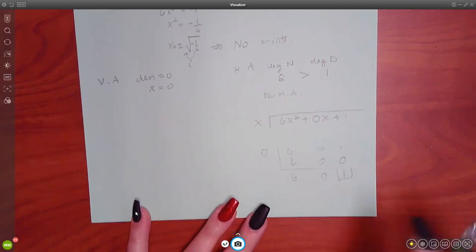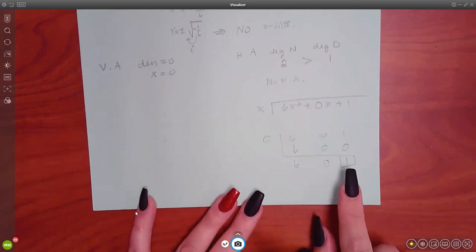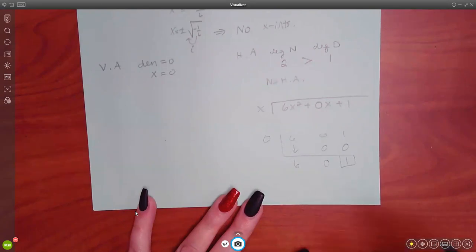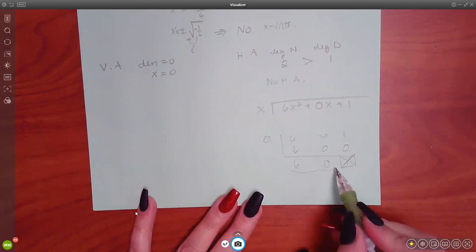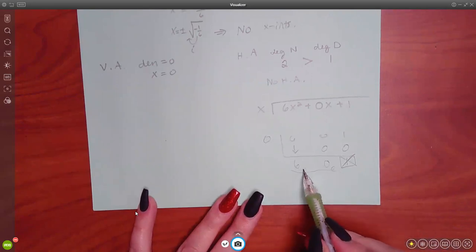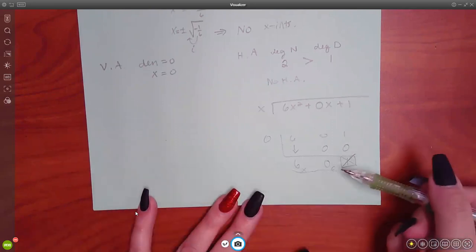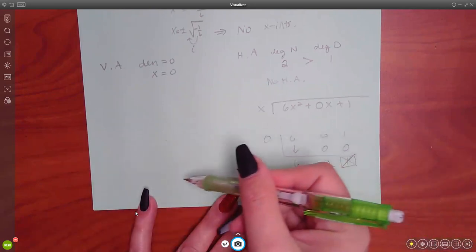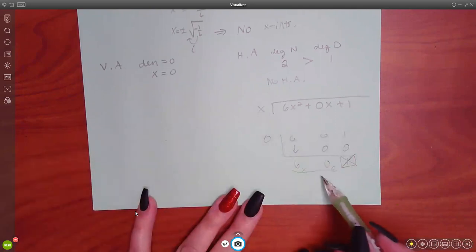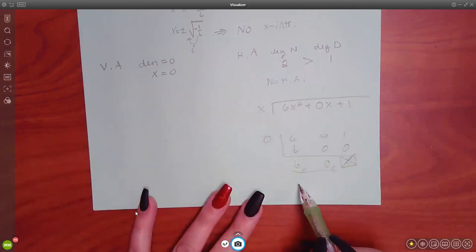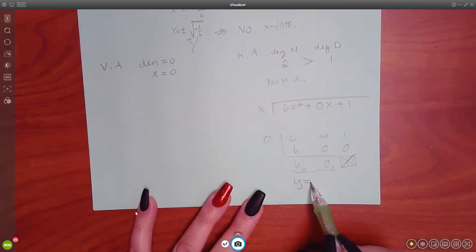6 times 0, 0, 0, 6, 0, and 1. Remember, with the slanted asymptote, you ignore your remainder. You only care about the quotient, right? This is your constant and this is your x's, right? You have to go in that direction. So always constant, x's, x squared, and keep going. So what is my quotient then? It's just y equal to 6x, right?